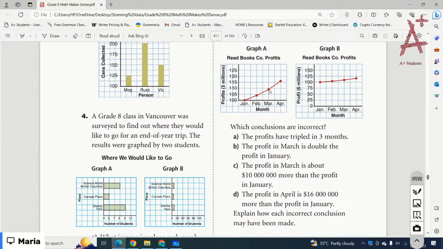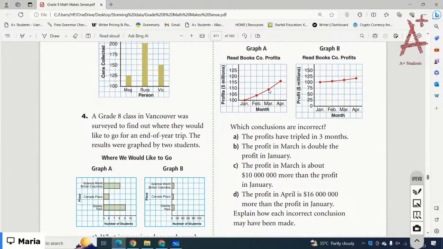Okay, the profit in March is about 10 million more than the profit in January. The profit in March is 110 million, right? So 110 million and 100 million. In January, it is 100 million, and in March, it is 110 million, right? So when you subtract, the difference is 10 million. Yes, that means C is the correct one, right?